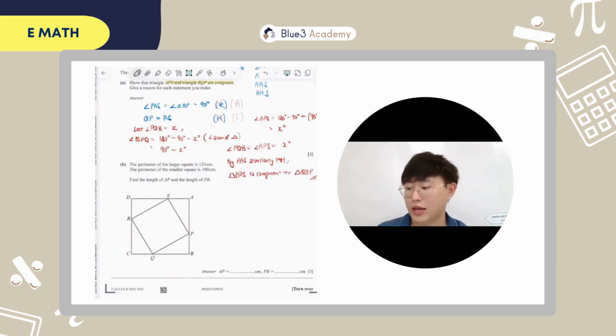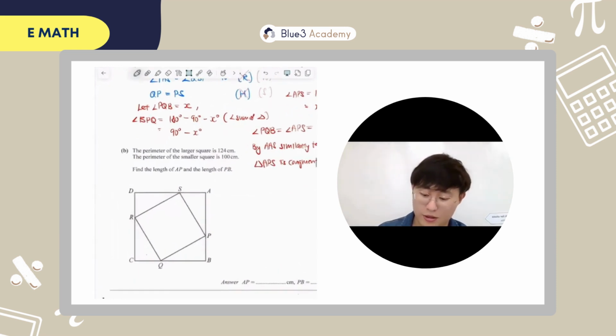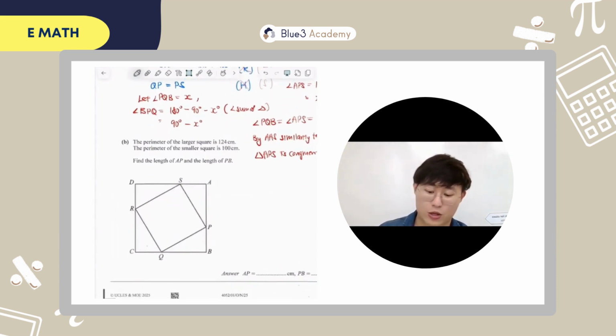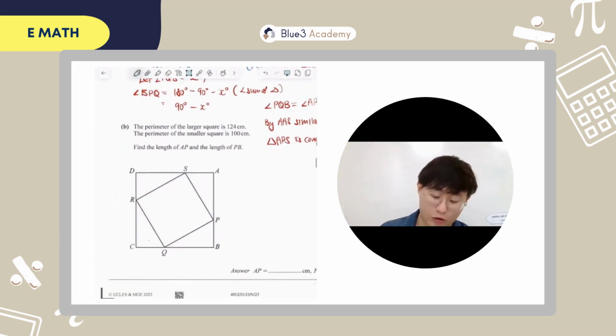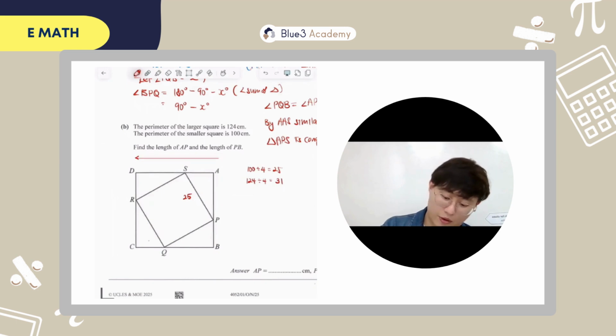And what I'm going to do next is read the question. The perimeter of the largest square is 124. The perimeter of the smaller square is 100. Which also means I know a few particular lengths. I know that this is 25, because 100 divided by 4 is equal to 25. This is for the smaller one. Then I'm going to use 124 divided by 4, which is equal to 31. So I know that the longest side of the big square is actually 31, and I also have this as 25.